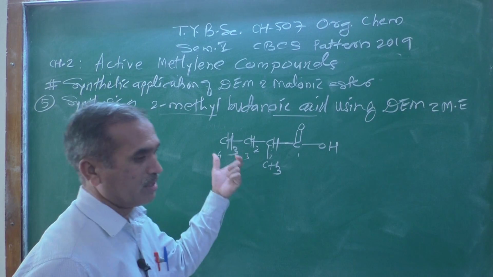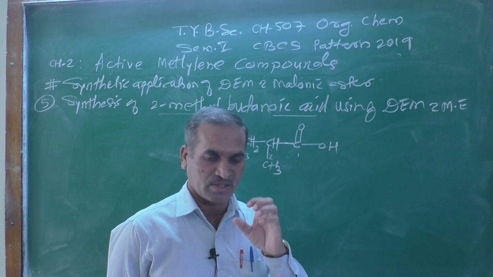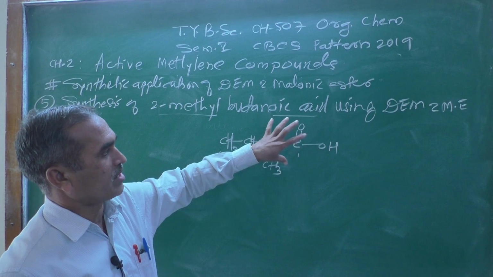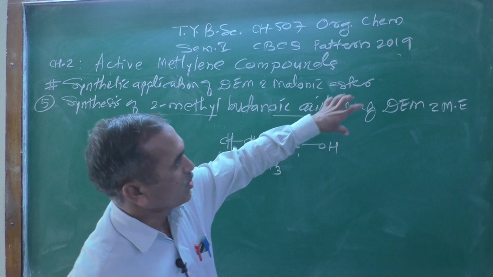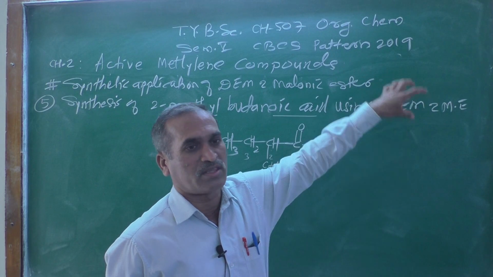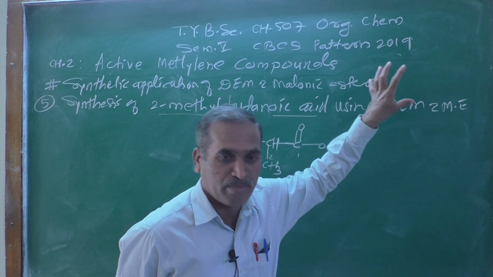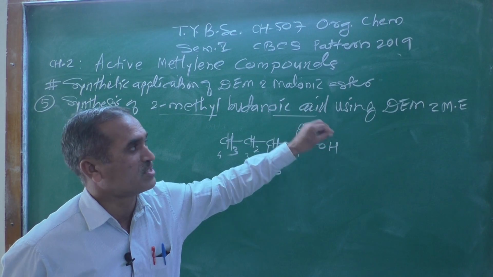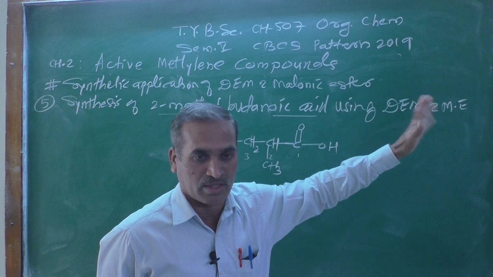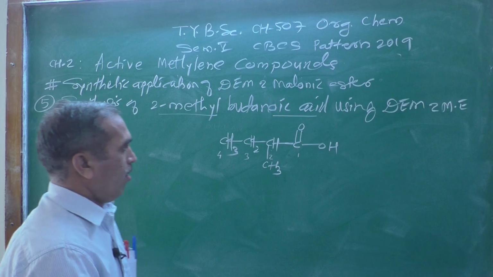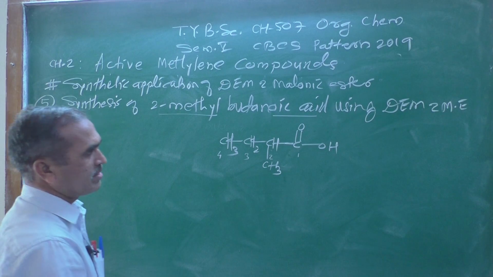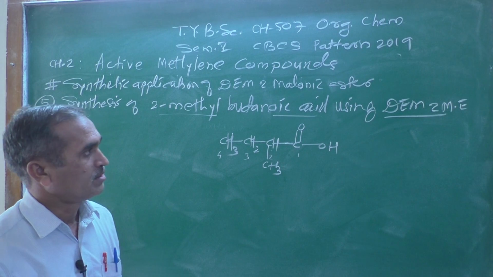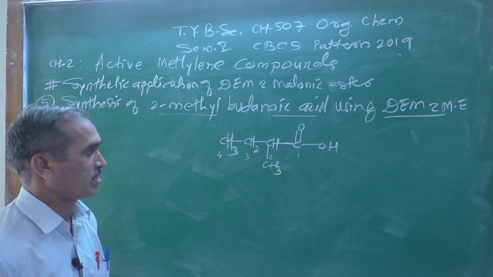The target molecule, or the end product, or we can call it the final product. This final product you can prepare using this precursor, the starting material they have given. Use only this starting material, don't use any other. So your starting material should be DEM, or diethyl malonate, or malonic ester.